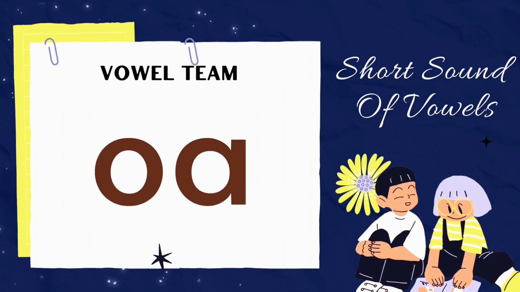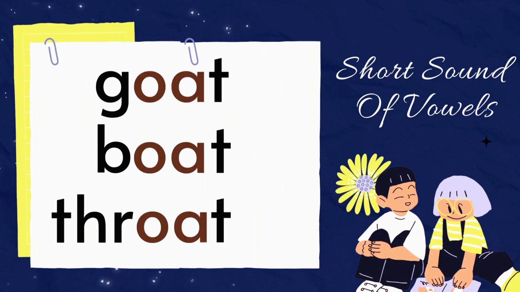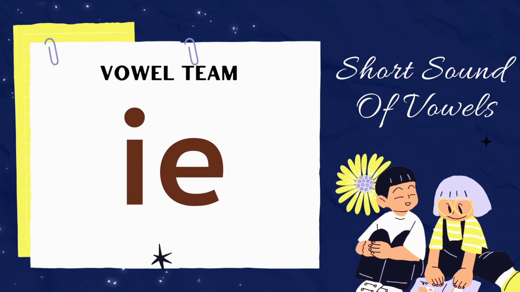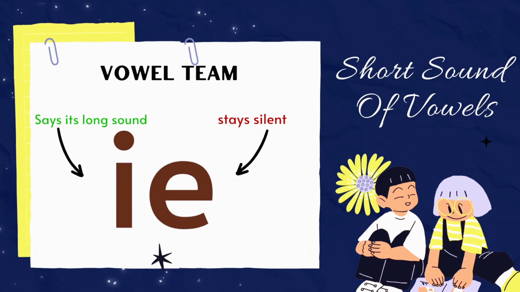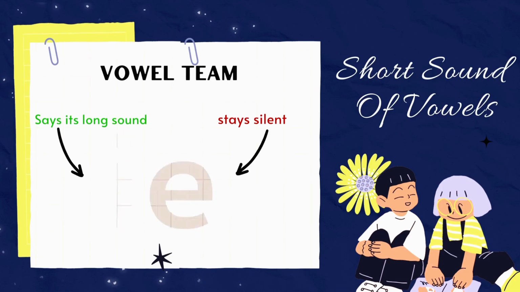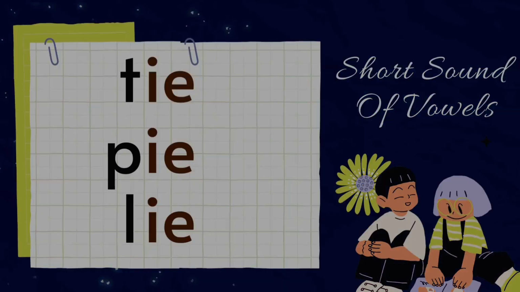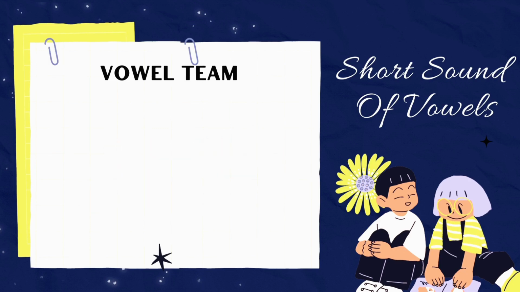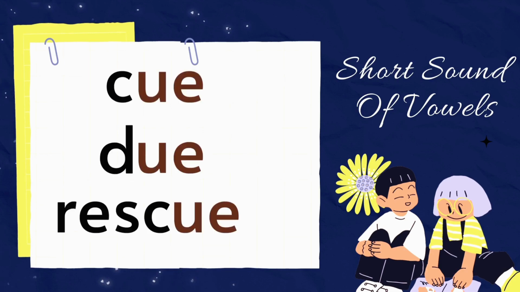For the vowel team OA, it says the sound O, as in goat, boat, throat. For the vowel team IE, it is saying its sound I, which is the long sound of vowel I, as in the words tie, pie, lie. And for the vowel team of UE, it's again saying its long sound, that is U, while the second vowel E stays silent, as in the words due, cue, and rescue.